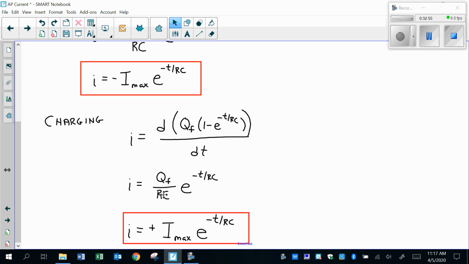So we end up with a positive solution instead. So what is this telling us? Charging and discharging have different directions of current, but the equations are the same. Think about it. At time 0, you had maximum amount of flow. When you charged it up, the bulb was brightest, and then it got dim. Discharging, the bulb was brightest, and then it got dim.